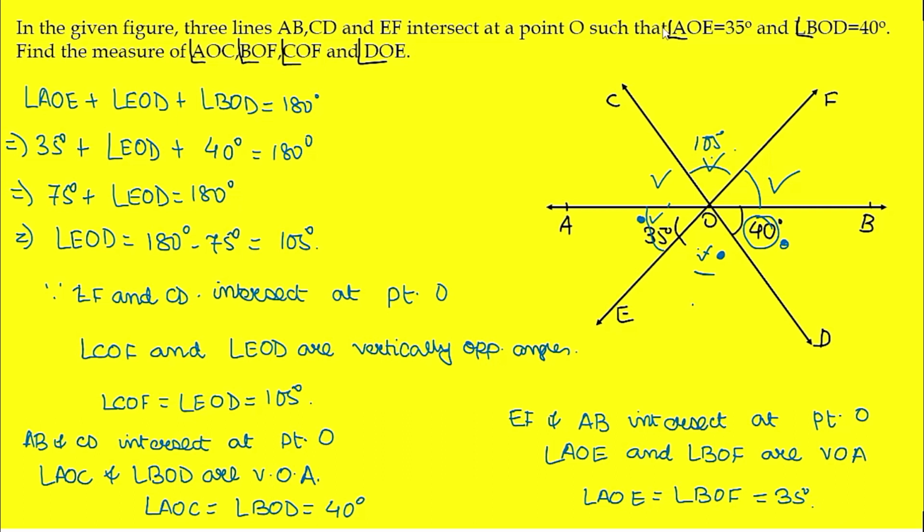So see here, angle AOC is 40 degrees. Angle BOF is 35 degrees. Angle COF is 105 degrees, and angle DOE we have already found out, this is also 105 degrees. So here we have found out the measurement of the four unknown angles.